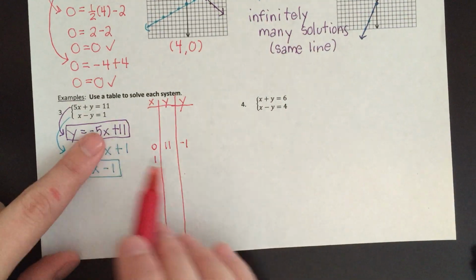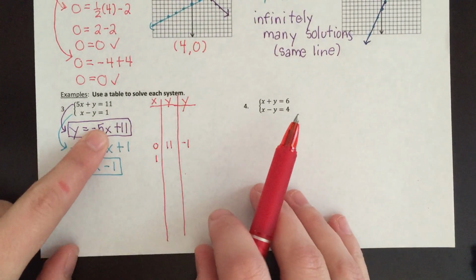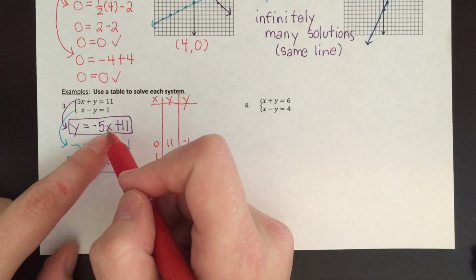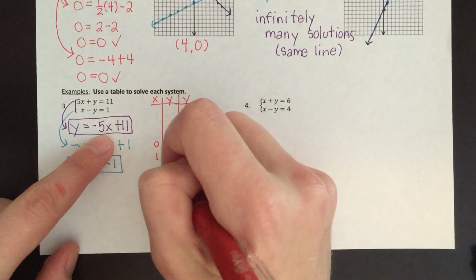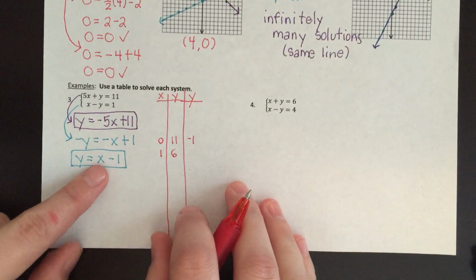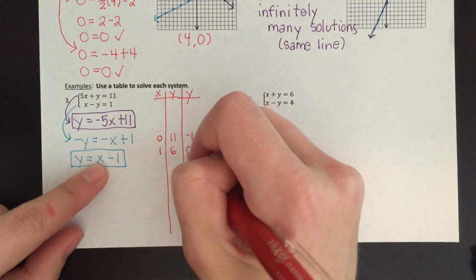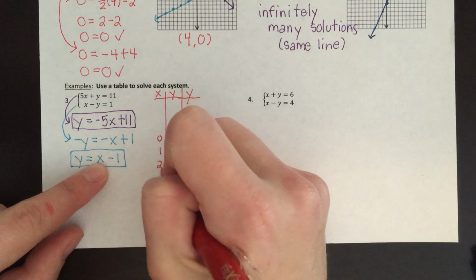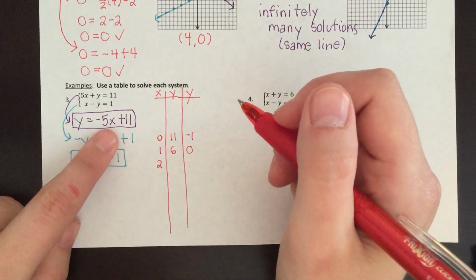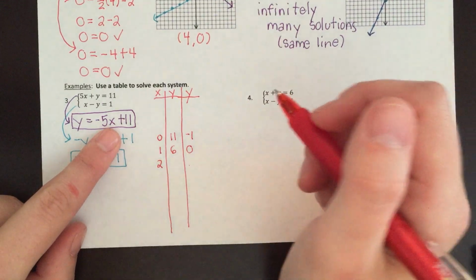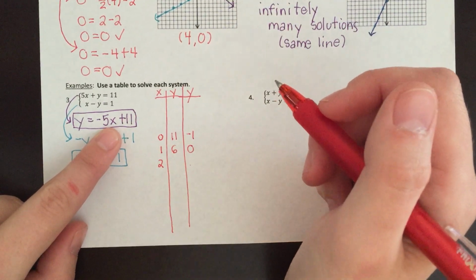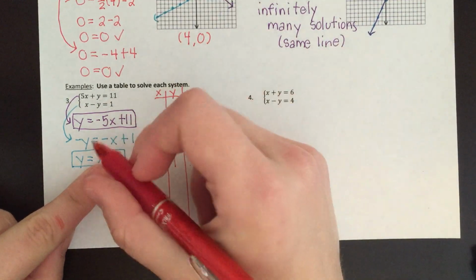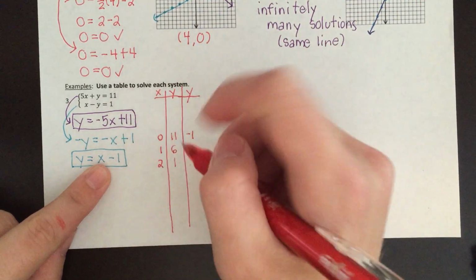What if I plug in 1? Let's see if these numbers are getting closer together. If I plug in 1 here, negative 5 times 1 is negative 5, plus 11 would be 6. If I plug in 1 here, 1 minus 1 is 0. Are those numbers getting closer together? Yes, they are. So let's keep going in that same direction. If I plug in 2 here, negative 5 times 2 is negative 10, plus 11 is 1. If I plug in 2 here, 2 minus 1 is 1.